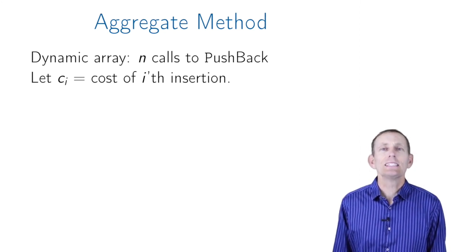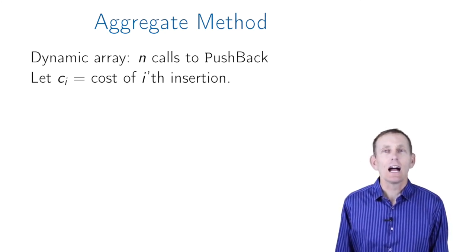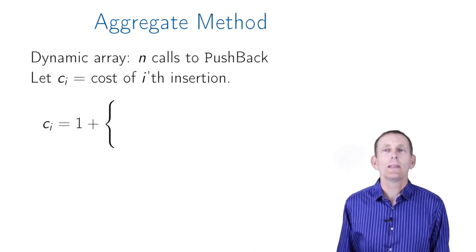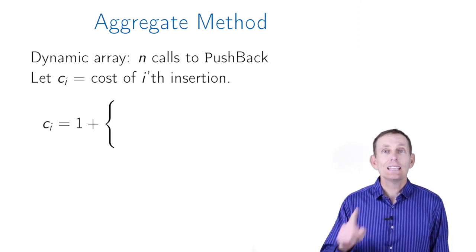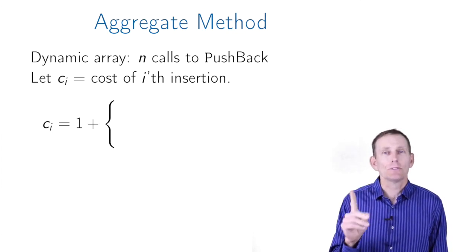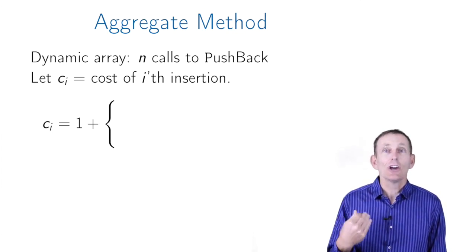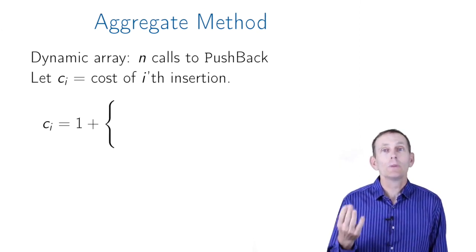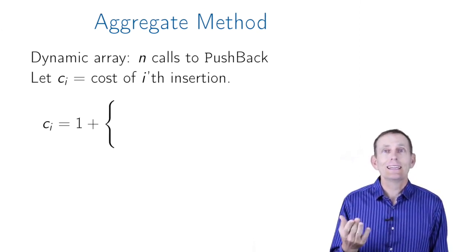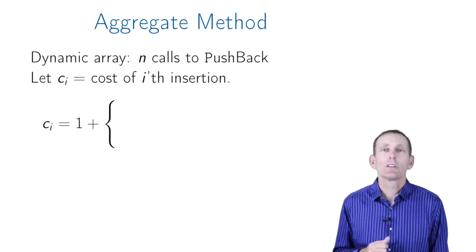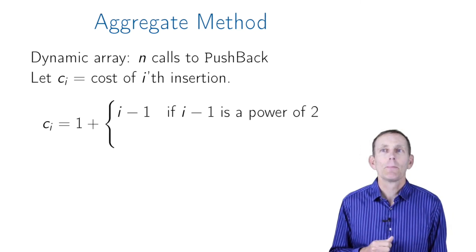So let's define C sub i as the cost of the ith insertion. So we're interested in C1 to Cn. So C sub i is, clearly it's 1, because what we're going to count for a second here is writing into the array. So the cost is 1 because we have to write in this ith element that we're adding, regardless of whether or not we need to resize.